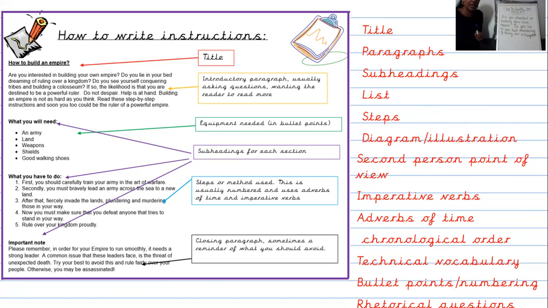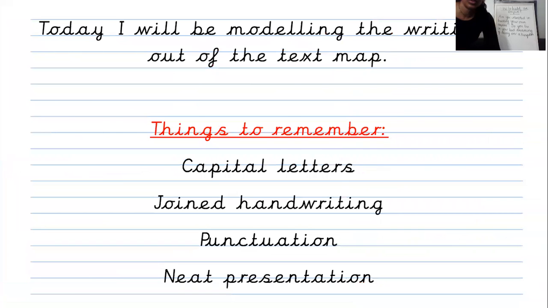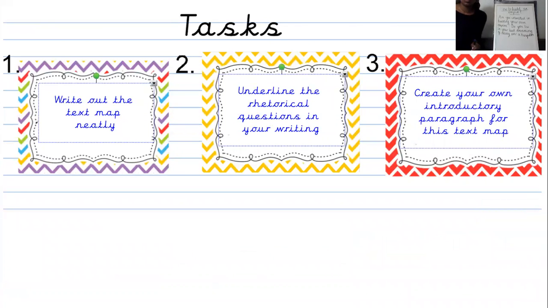Okay, so I'm going to stop there. So that is my model version for you guys. So these are your 3 tasks for today. So the first thing I want you to do is write out the text map neatly, not only neatly using your punctuation, making sure that you're including all of the things that are included in the text map itself.